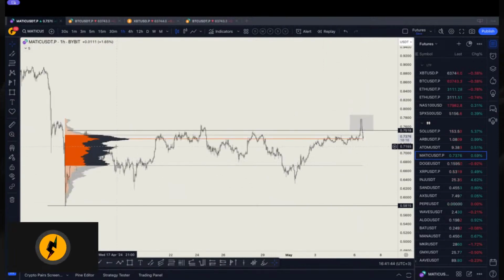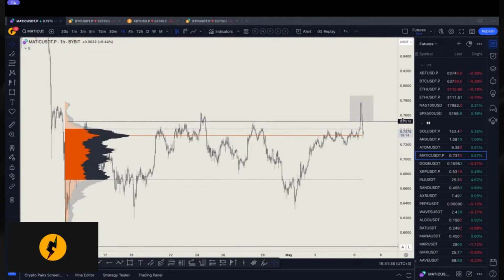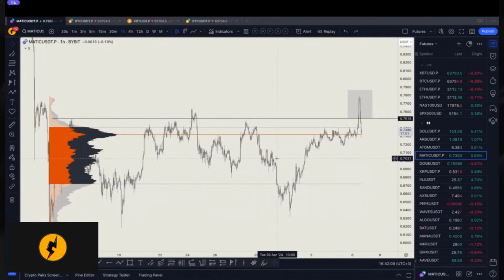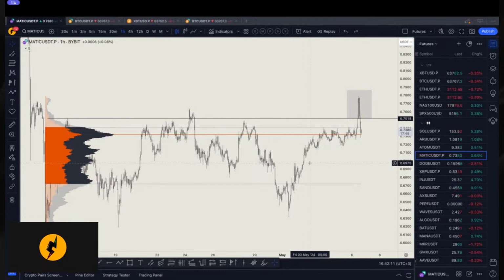Okay, so this is our profile. Kind of a trending profile. You see that the point of control is at the top of the range. It usually suggests that this asset tends to go higher, let's put it like that. In my course I explain the profile types, but I don't want to get into it right now.